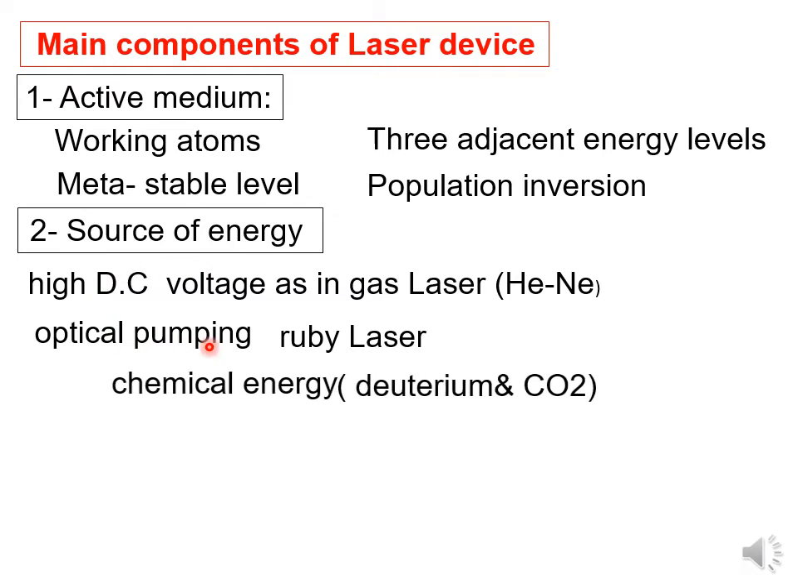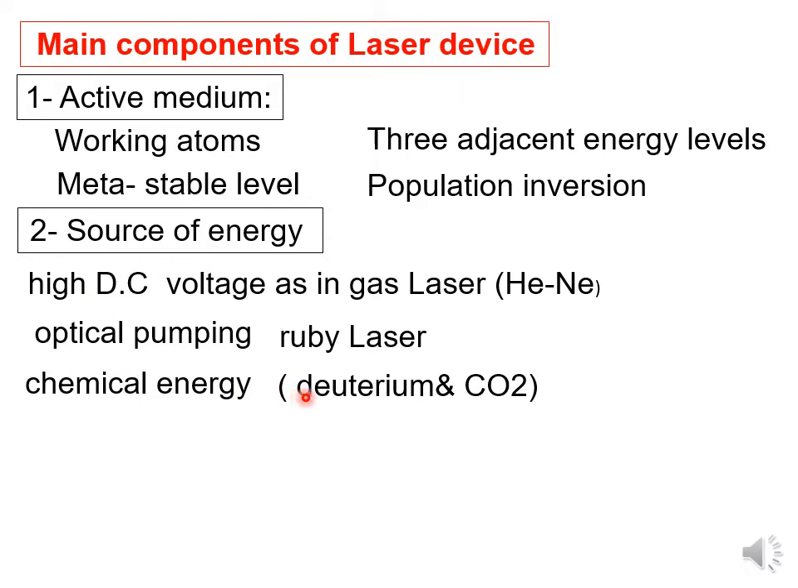A source of energy may be chemical energy, like in deuterium and carbon dioxide gas laser. Here the excitation of working atoms happens by chemical energy.